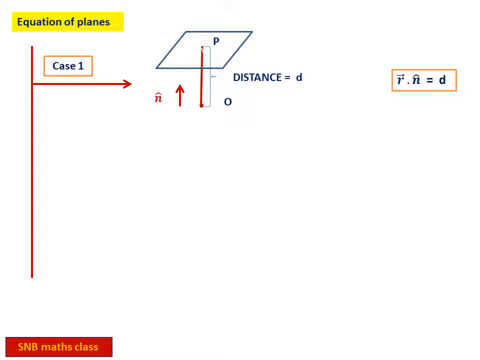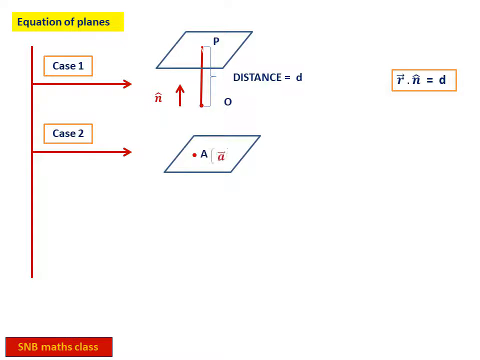This is the first case, that is, the equation of the plane when the distance from the origin is given, that is d, and the unit normal is given. Then the equation is r dot n cap equal to d, where n cap means unit vector.